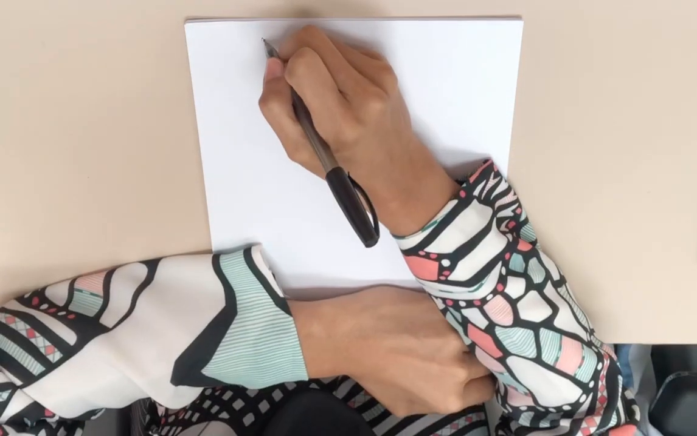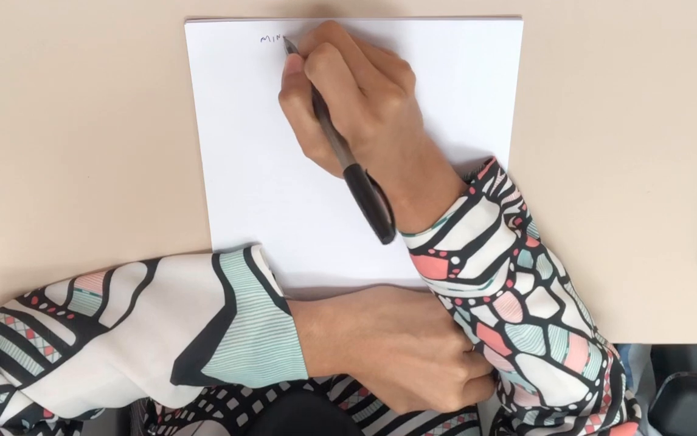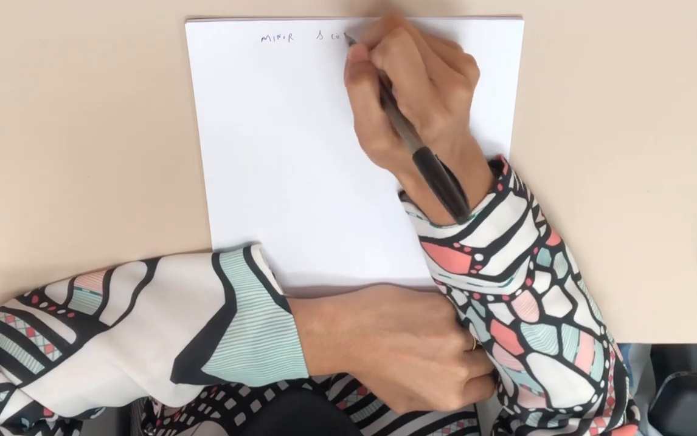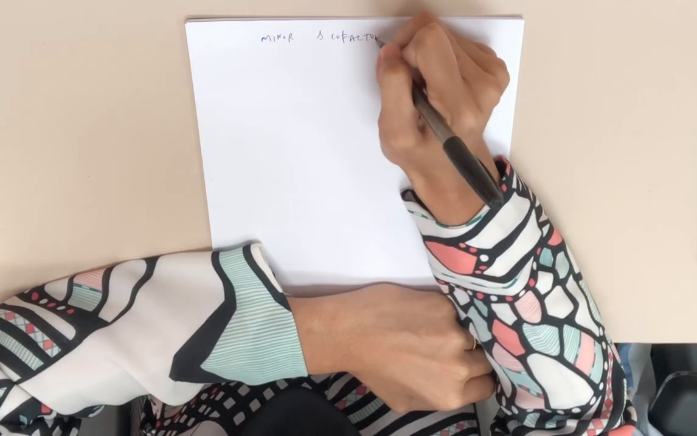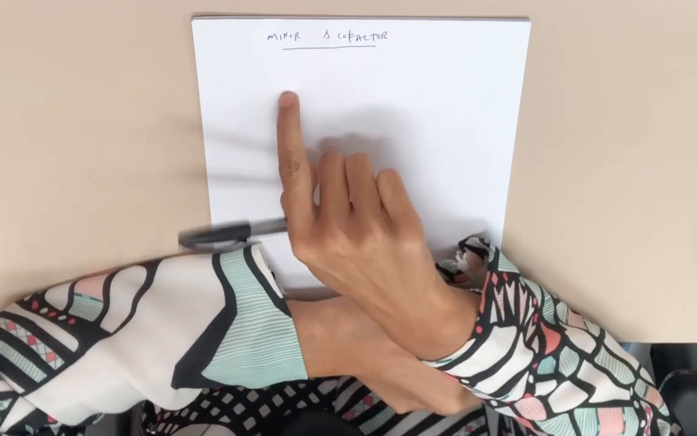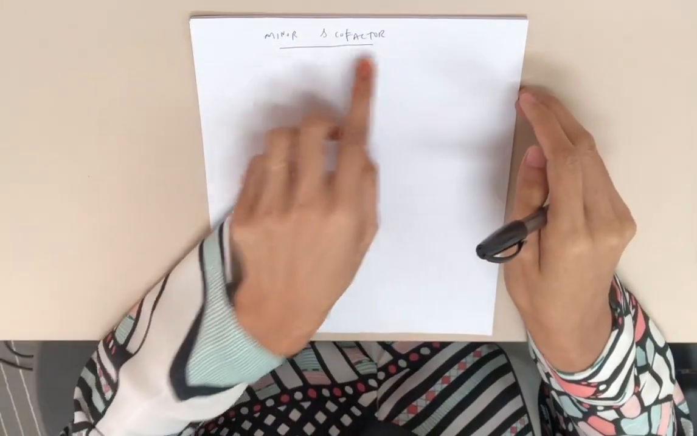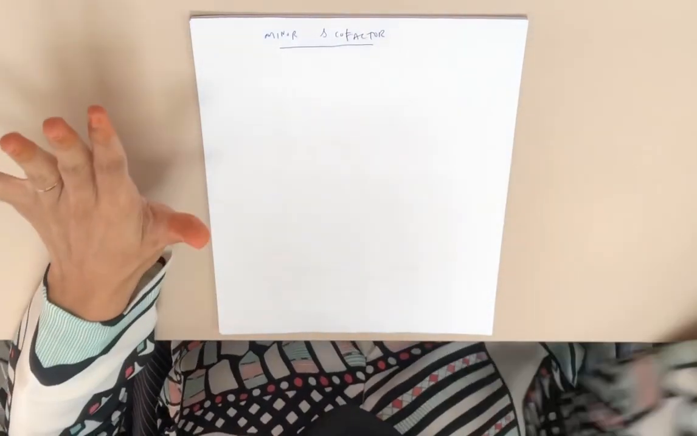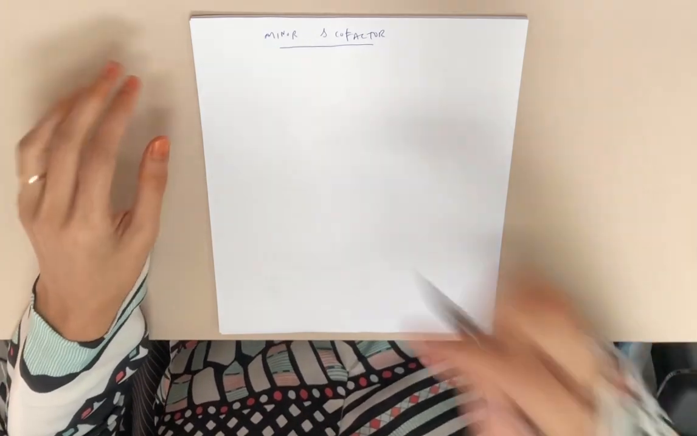Minor and cofactor. Why minor first, then cofactor? Because to get the cofactor, you need to calculate the minor. Okay, to get the cofactor, you need to calculate the minor. Alright, so I will show it through an example.